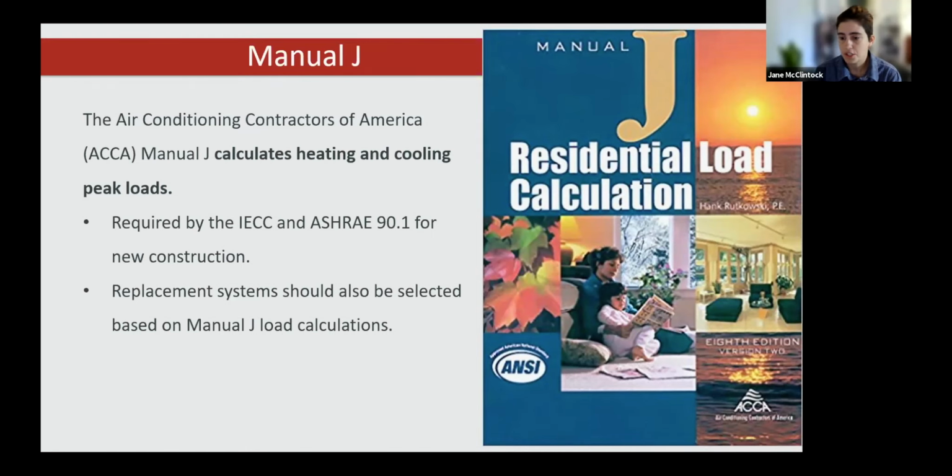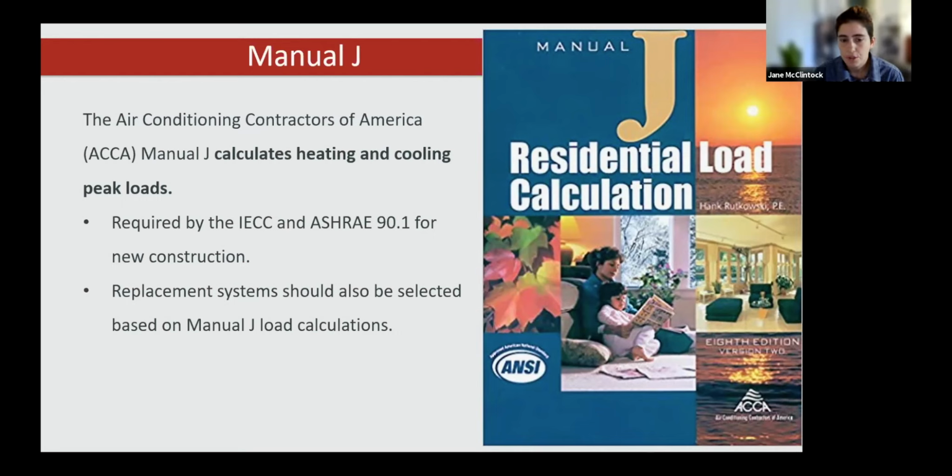So it's an efficiency requirement through the energy codes, but also good practice for ensuring efficient operation and optimal comfort. And Manual J, as is noted here on the document cover, is for residential load calculations. So this is not for commercial buildings, and it's not for multifamily units that serve multiple apartments.